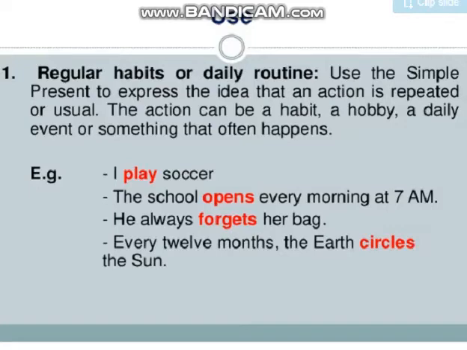Every 12 months the earth circles the sun. Again, here it is an example of a universal truth sentence as well, but you can see that it also happens after 12 months, but still it is a habitual action. That's why we use simple present tense for it. Here you can see that it doesn't happen daily. After every 12 months it happens, the earth circles the sun, but still we use simple present tense for it because it is a habitual act. That's why we use simple present tense for it.